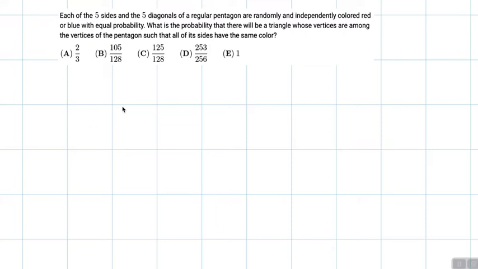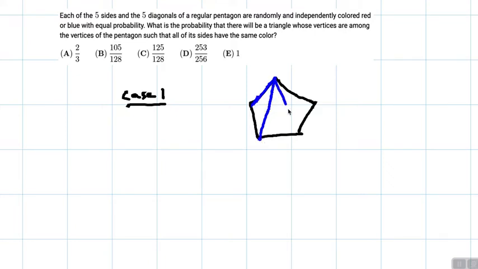So for case 1, we're going to have a regular pentagon, and it'll be such that all of the sides and diagonals emanating from the topmost vertex are one color. So they're all blue. And then from there, we can fill in. We know this has to be red, and just fill in as much as we can.